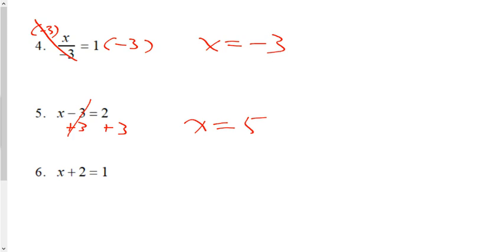In question 6, subtracting 2 from both sides will isolate the variable. I think in grade 4, if you said, what's 1 take away 2, your brain would have melted. But now you're more mature and you're able to figure out that a positive 1 and a negative 2 make a negative 1, and therefore your answer is x equals negative 1.